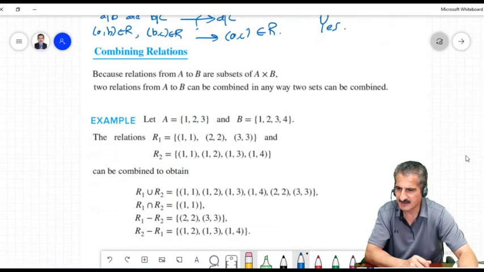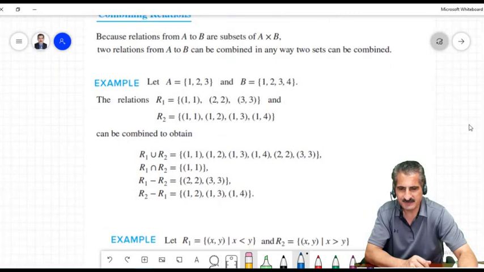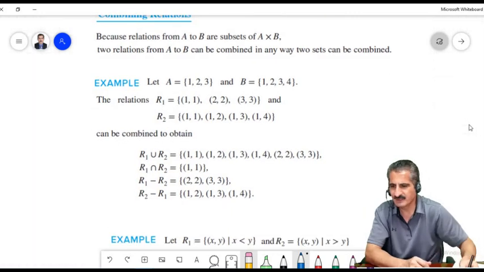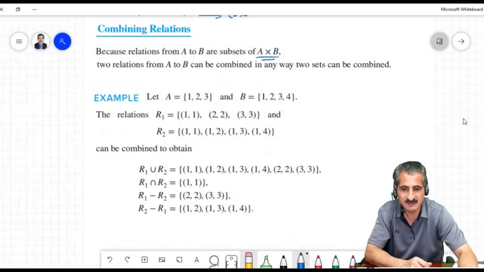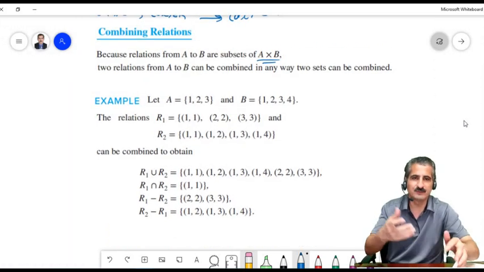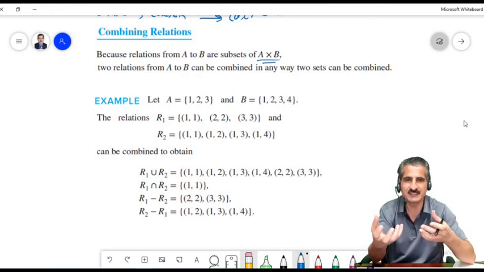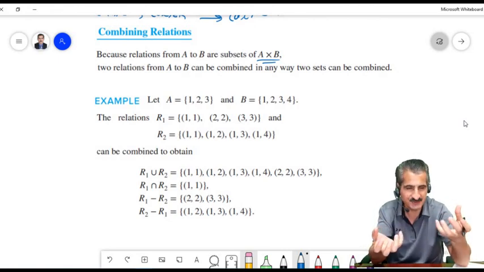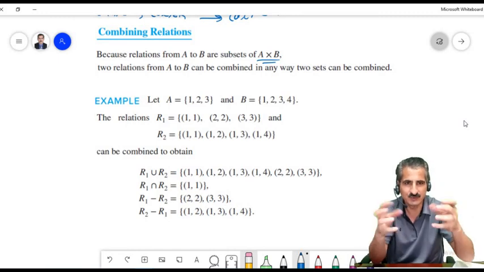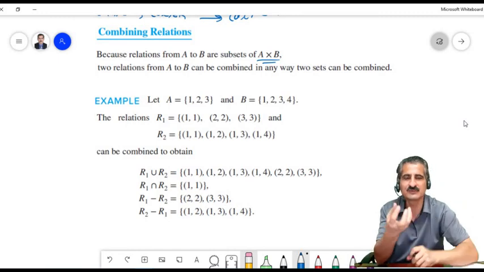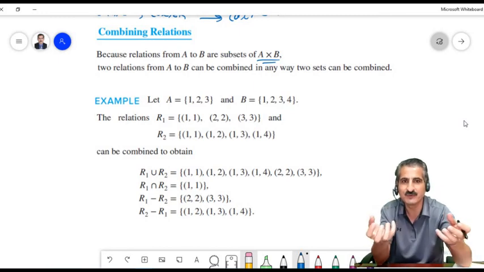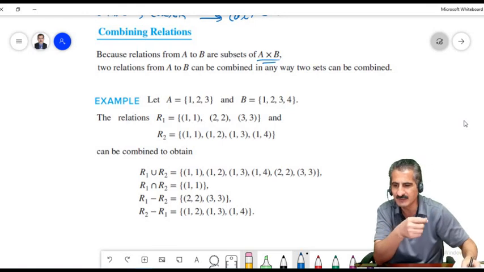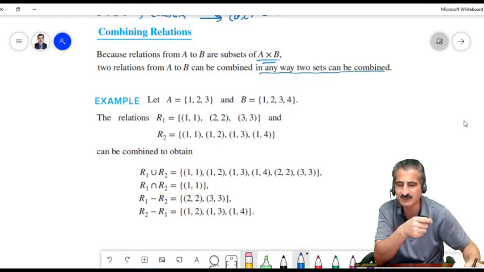Okay, now combining relations. Relations are subsets of A cross B, right? So when we take a relation which is a subset of A cross B, and another relation, R1 and R2, which is another subset, can we take the union and get a new subset? This new subset is a new relation coming out of the union of R1 and R2. So in the same way two sets are combined, we can combine relations.